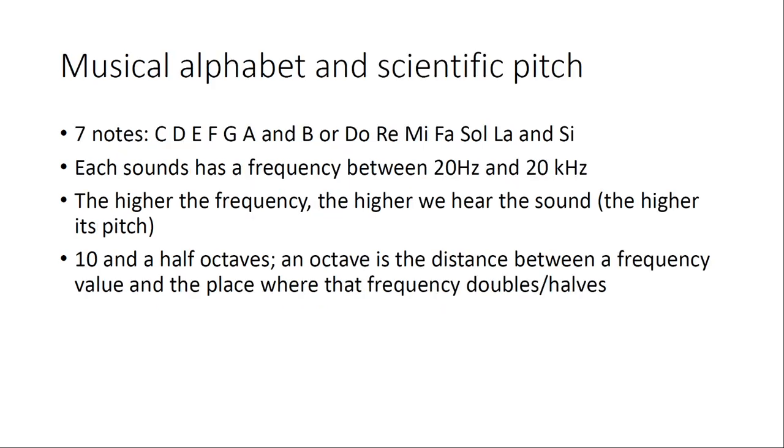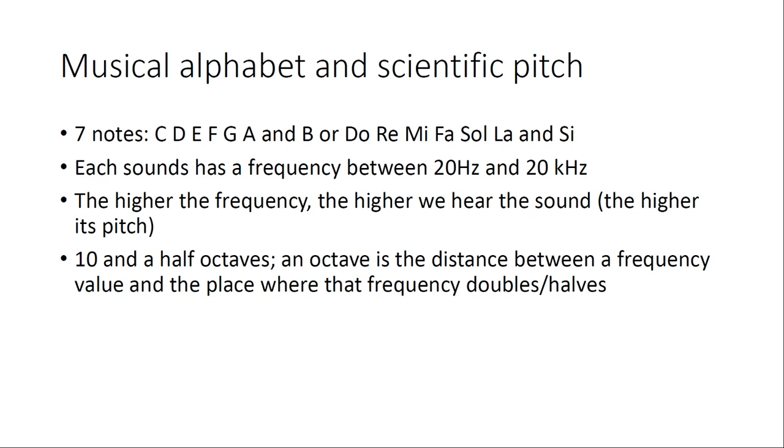Now, as some of you may know, the musical alphabet has a total of 7 different notes. They are the first 7 letters of the alphabet. The notes are C, D, E, F, G, A, and B, and their Latin names are Do, Re, Mi, Fa, Sol, La, and Si.